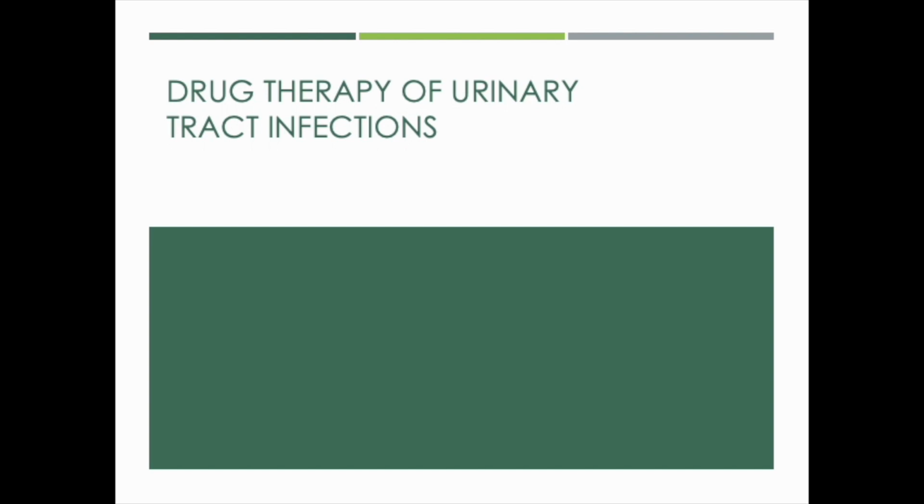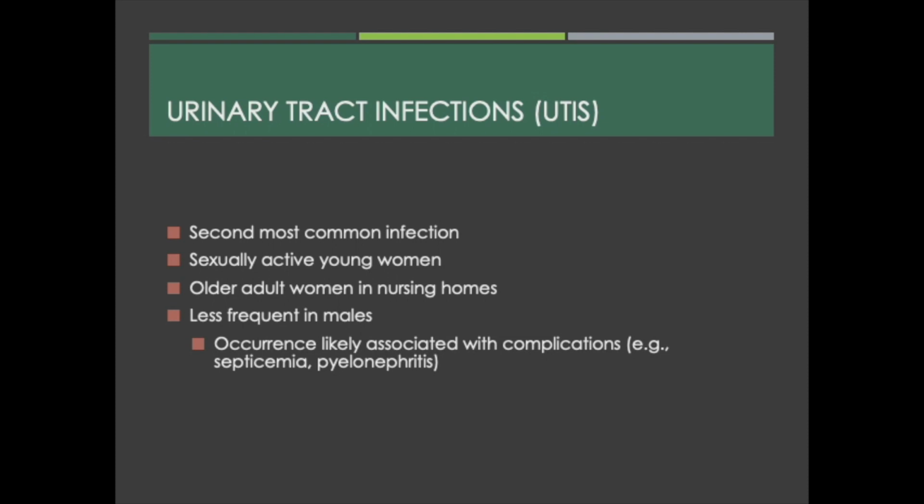This last section for this week is about drug therapy for urinary tract infections. UTIs are the second most common infection, especially in sexually active young females and older adults, usually living in institutional nursing homes. It is less frequent in males, but we do have some occurrences. And when they're associated with complications like septicemia and pyelonephritis, it is increasingly worrisome.